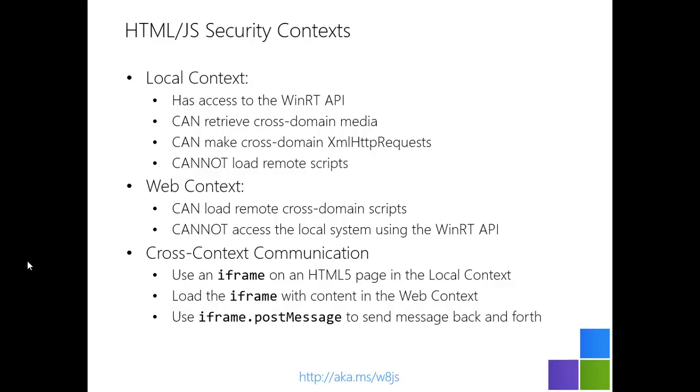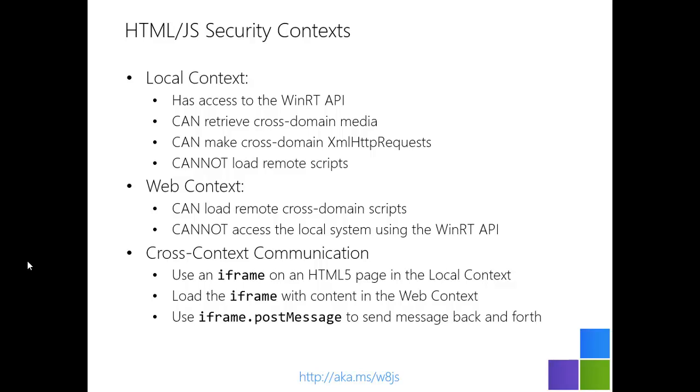Well, there's certainly going to be scenarios where you want to run remote scripts, for example, the various mapping APIs, etc. So in that case, we provide a separate context called the web context. And the difference there is that the code running in the web context can, in fact, download remote scripts and execute them, but with the caveat that it cannot access the local system directly using the WinRT API. So, two separate security boundaries.